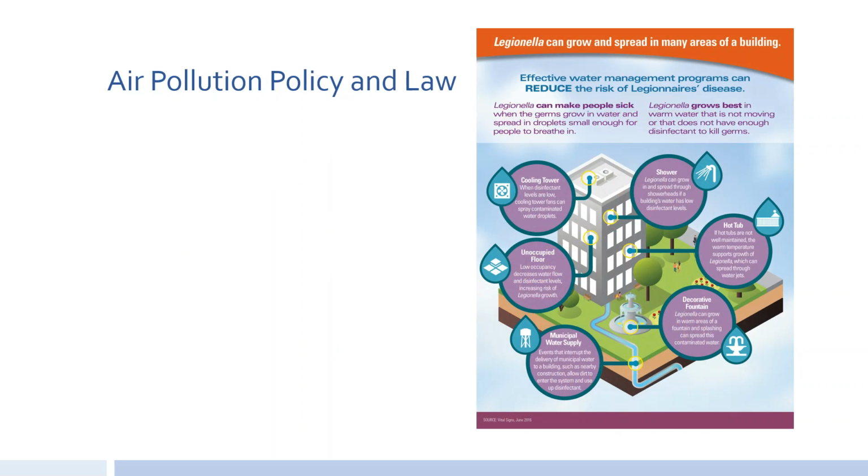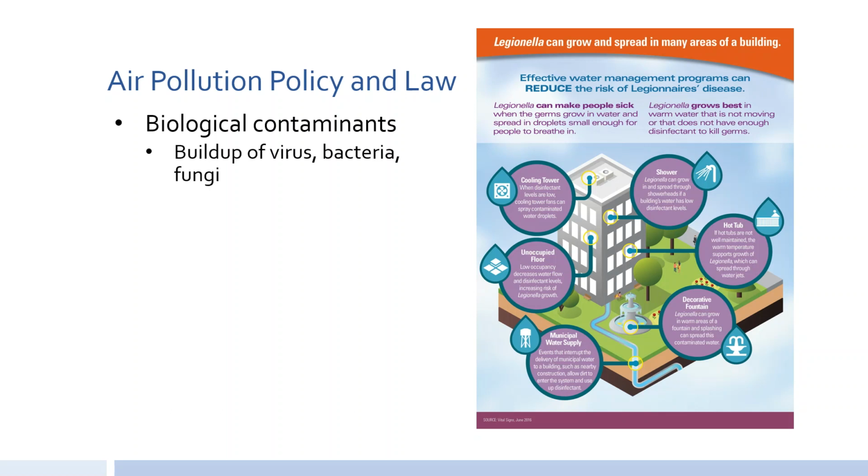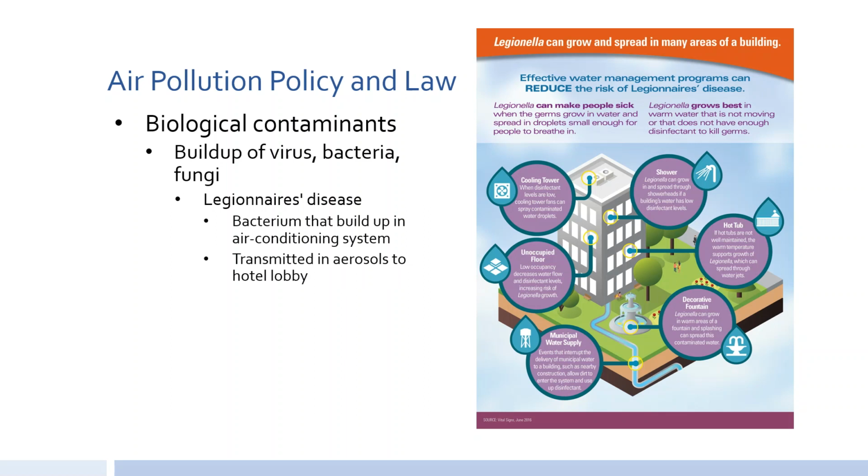So how do we regulate air pollution? What is the policy and law that we use to regulate air pollution? We can also think of biological contaminants, which are a buildup of virus, bacteria, or fungi. Probably one of the most well publicized ones is Legionnaire's disease. You can also get it from drinking water, but basically it is a bacterium that builds up in air conditioning systems due to the moisture in there. Then it's transmitted as an aerosol in a hotel lobby, and you can get this disease, which is basically like a pneumonia.